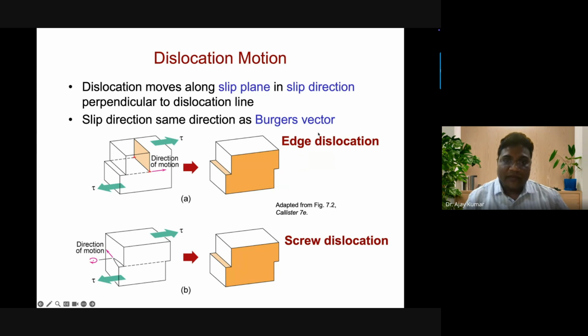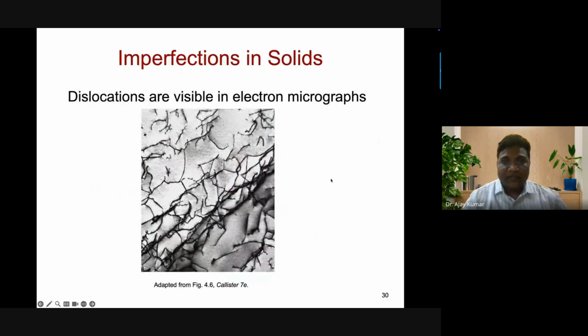And then you have the Burgers vector. The Burgers vector tells you how much displacement there is in a particular direction. So the slip direction will be the same as the Burgers vector. So you have the edge dislocation here, and then you have the screw dislocation here.